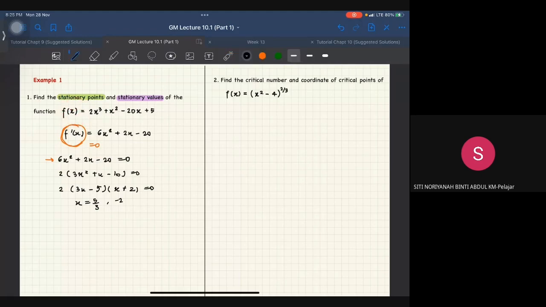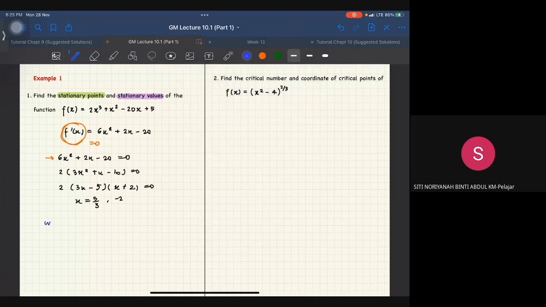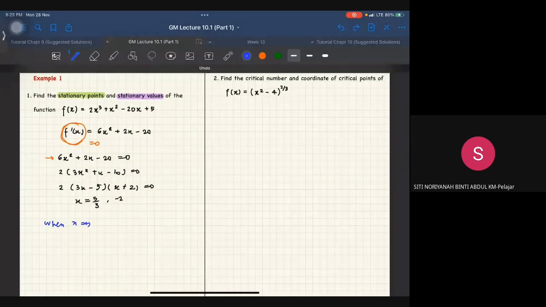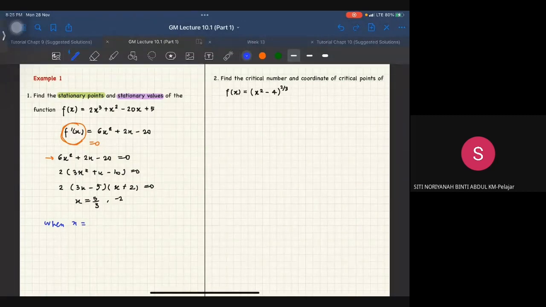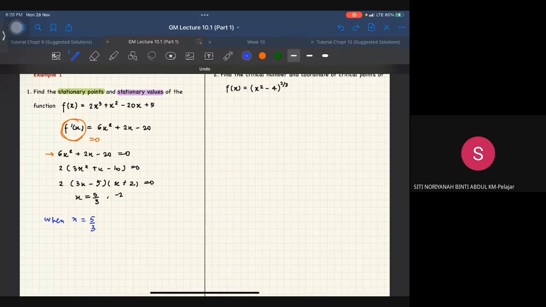Okay, so let's substitute the value that we have. So when x is equals to 5 over 3. Oopsie. X equals to 5 over 3. Okay, so kita akan ada f. Ya ampun, sorry guys, rasa saya tak boleh dibendung keburukan ni.